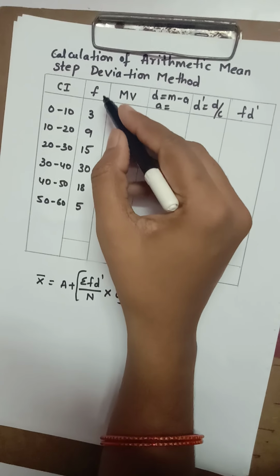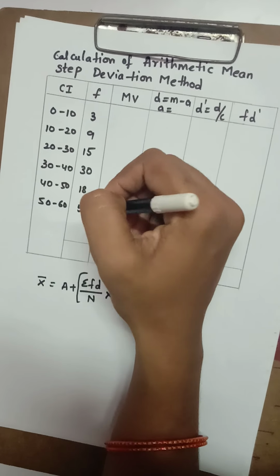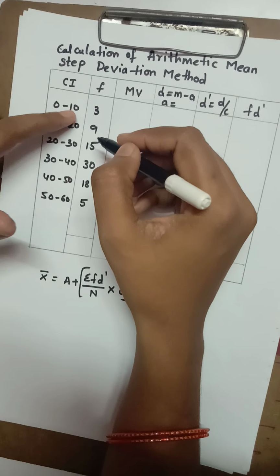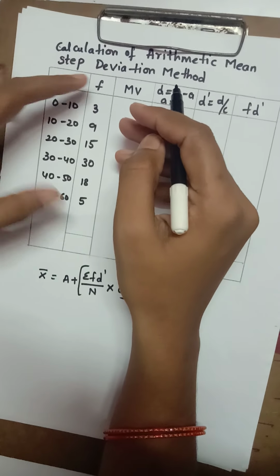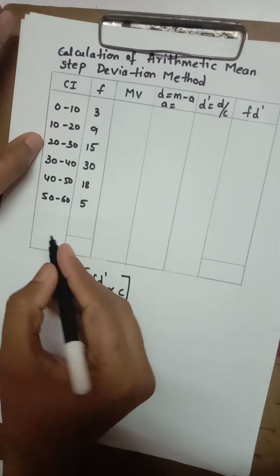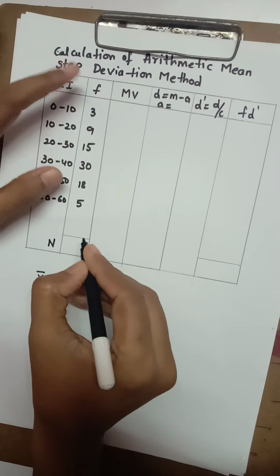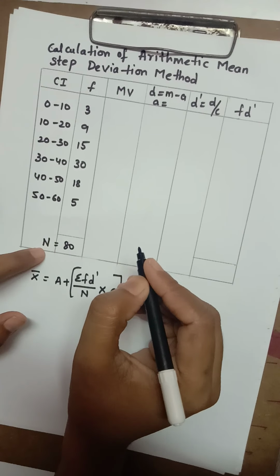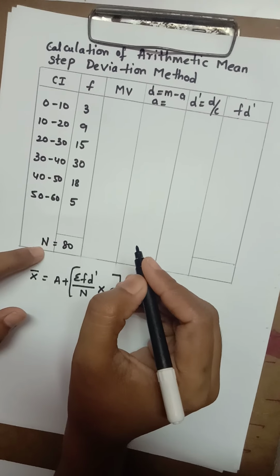Frequencies are nothing but a repetition of the observation. In the continuous series, for the range 0 to 10, the frequency is 3. Like that, we take the number of observations, which is called frequency. The total of this frequency is 80. That is called n. N is nothing but the number of observations.